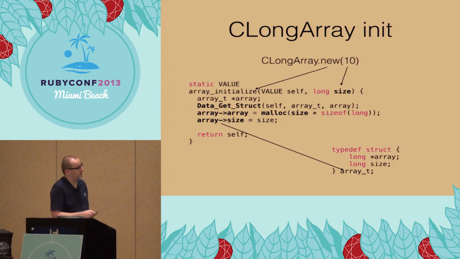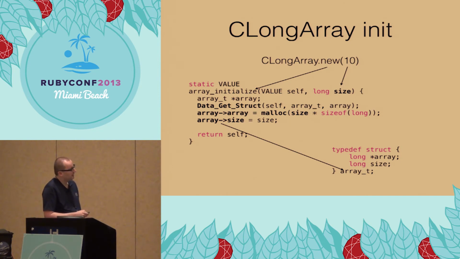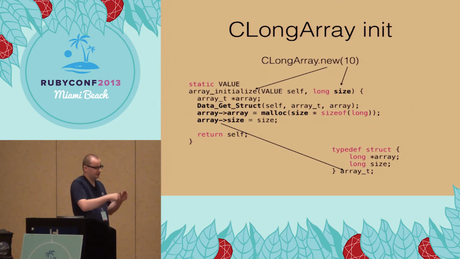This is the initialization. So this is how we would call it from Ruby, right? C_long_array new 10. 10 is basically the size of the array. It's a really simple implementation of the array with a fixed size. So when you initialize it, you use this data get struct to get access to the actual array pointer. So basically unwrap the Ruby object and get access to the pointer to the memory where the data is stored.